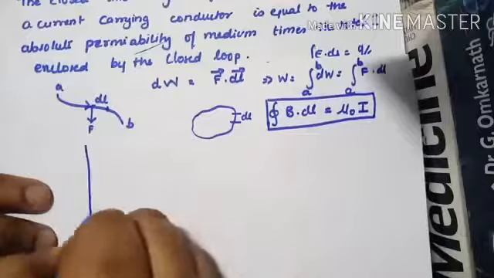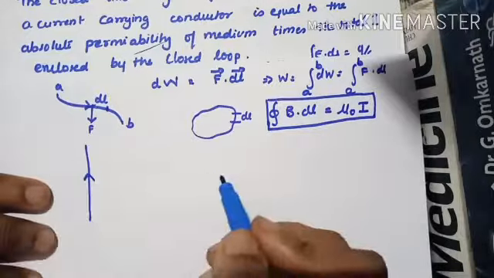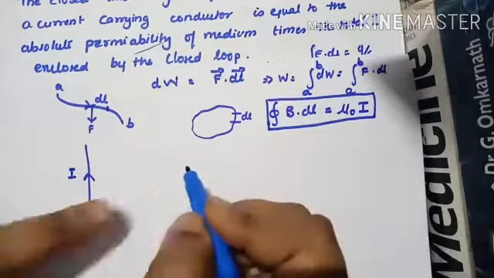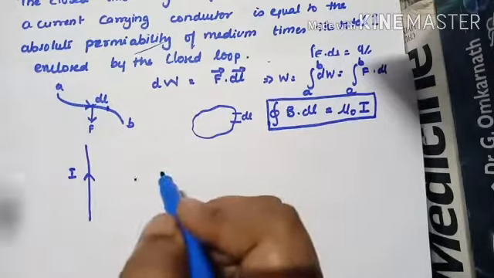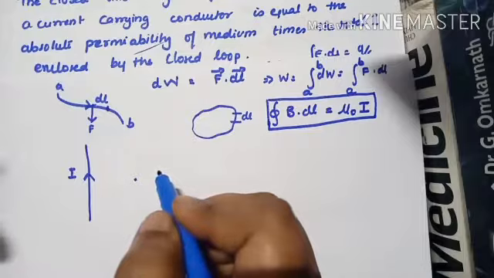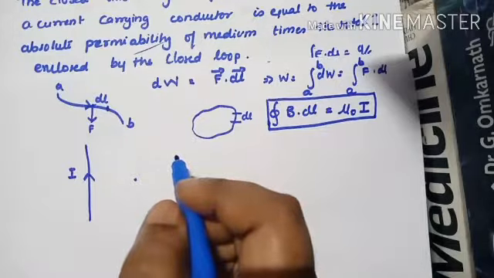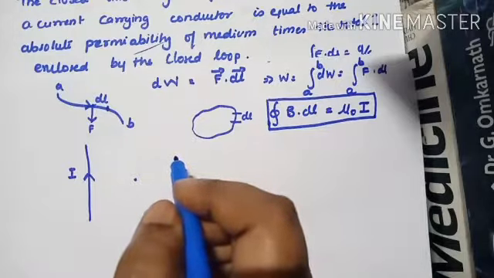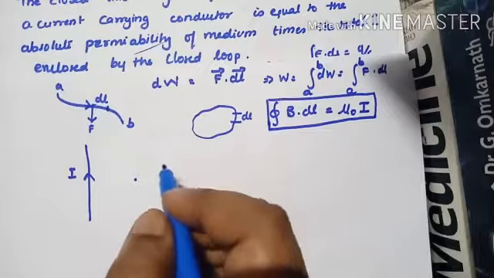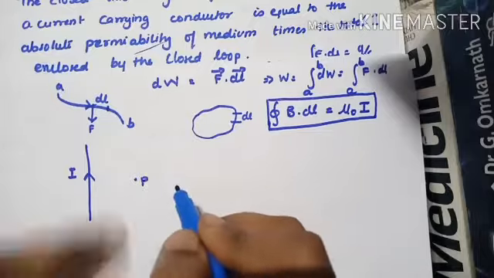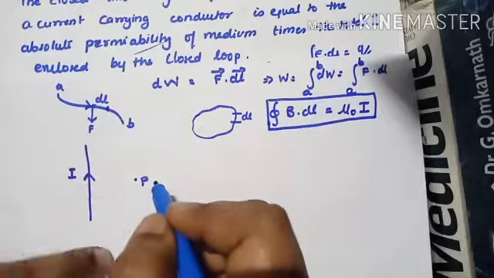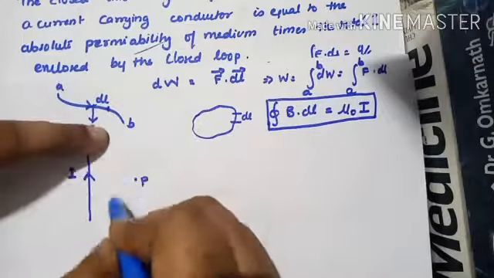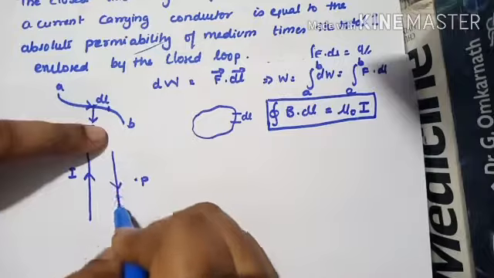Suppose this is your current carrying conductor. I can find the magnetic field at any point due to this current carrying conductor very easily. How? You have directly studied that equation. Now, if I want to find the magnetic field at P, there can be another current carrying conductor.